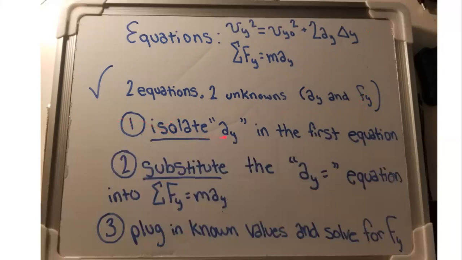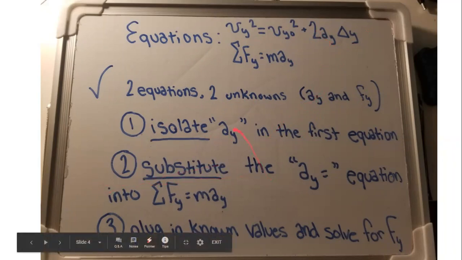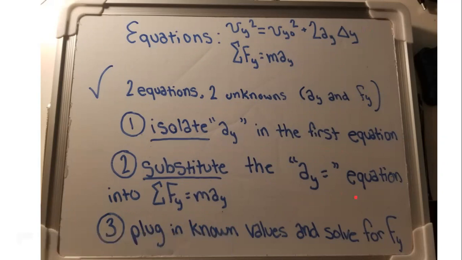First, we need to isolate a in the y direction. In this first equation, we need to move stuff around, so it says a, the acceleration in the y direction, equals. Then we're going to substitute that rearranged equation into Newton's second law. Finally, we're just going to plug in our known values, the values that we were given in the problem, and solve for the force applied in the y direction.